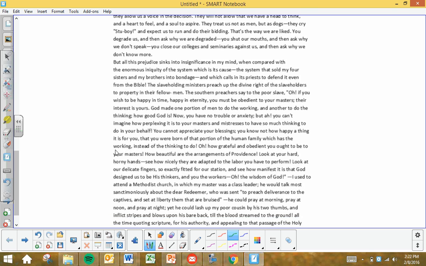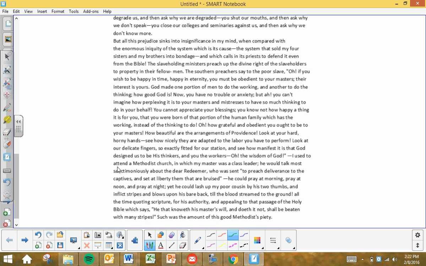So back then, there was actual biblical reference to slavery being okay. So priests would defend it. There were priests that defended it. The slaveholding ministers preach up the divine right of the slaveholders to the property in their fellow men. The Southern preachers say to the poor slave, "Oh, if you wish to be happy in time, happy in eternity, you must be obedient to your masters as their interest is yours."